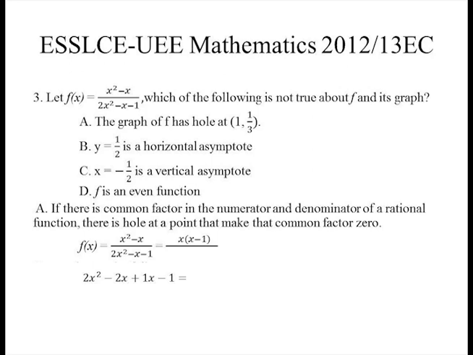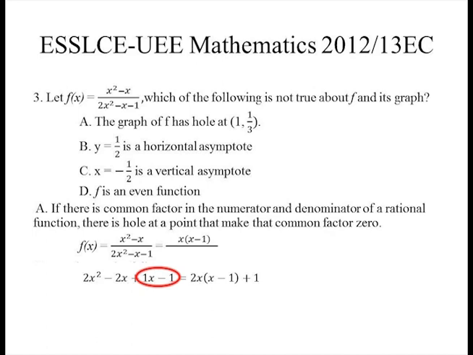2x is a common factor for the first two expressions. So we will take 2x as a common factor. 2x squared divided by 2x is x, minus 2x divided by 2x is 1. 1 is a common factor for the third and fourth expressions. So we take out 1 as a common factor.